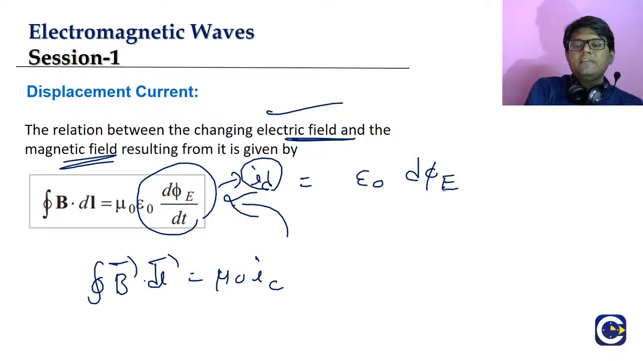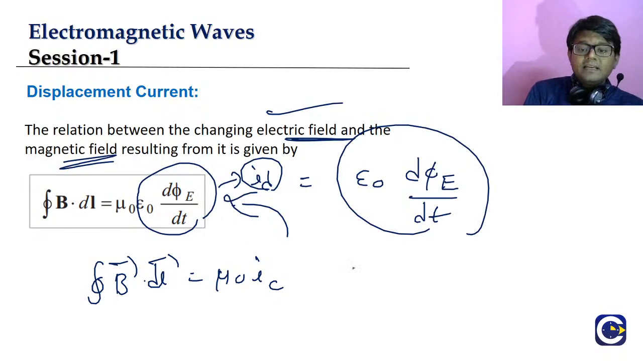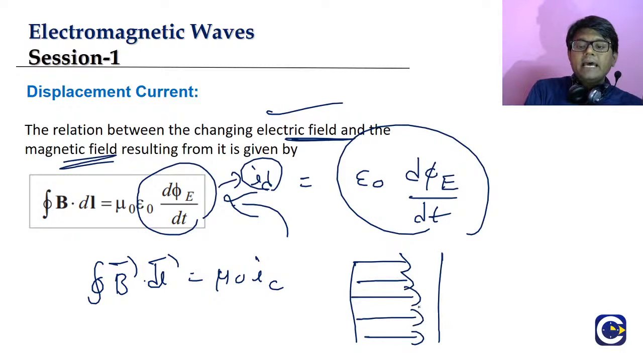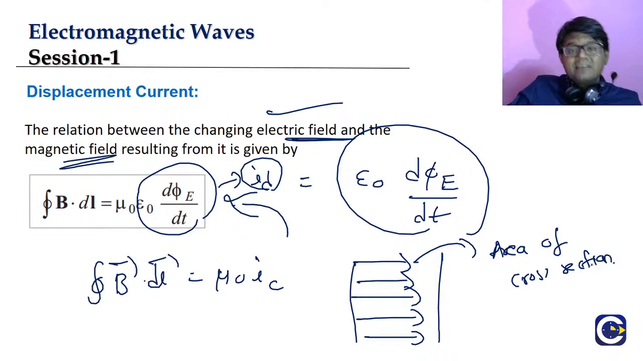Epsilon naught into d phi E by dt. This is what will be the displacement current. And the displacement current, as I said, is a notional current. So it is supposed to pass through the entire area of cross section. What is the area through which it will pass? It will pass through the entire area of cross section. But is there a real current passing through that? There is no real current. This is the notional current. The displacement current is what? Notional current. Okay.